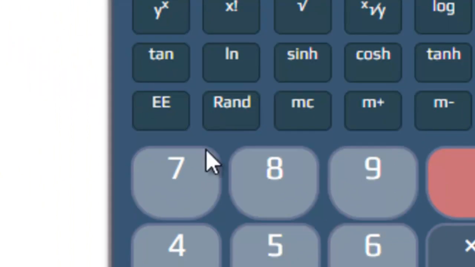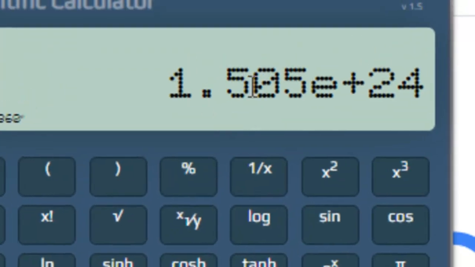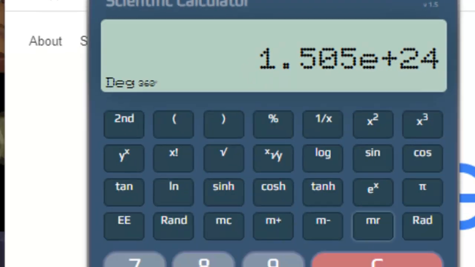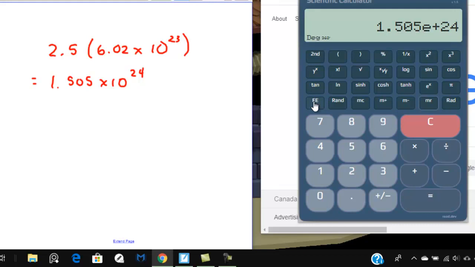Okay? So this EE button is really the preferred way of entering these really large numbers, and it gives you back the same format, 1.505 times 10 to the 24th. That's really the easiest way to enter what are called scientific notation numbers. If you have trouble, just send me a pic of your calculator and I'll look at the buttons and tell you what buttons to push. But I really want to see you using this method when you enter things into your calculator.